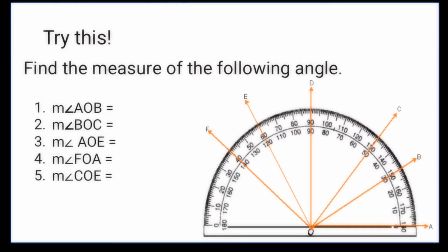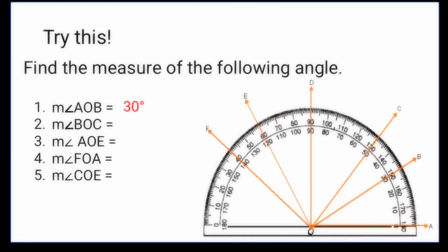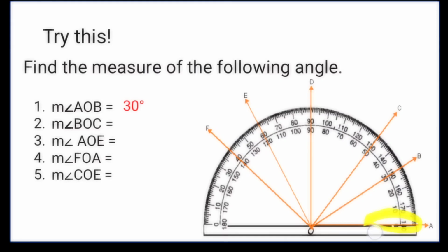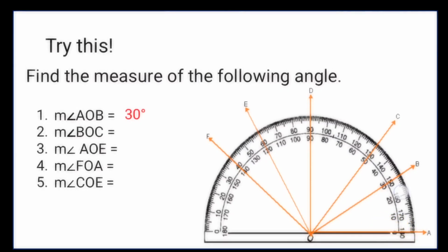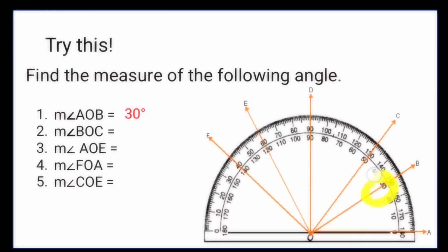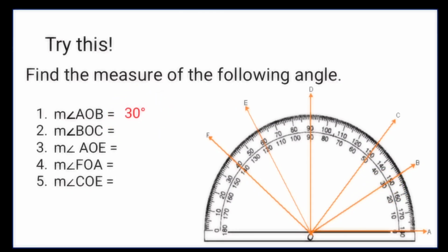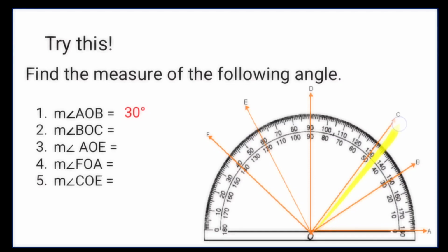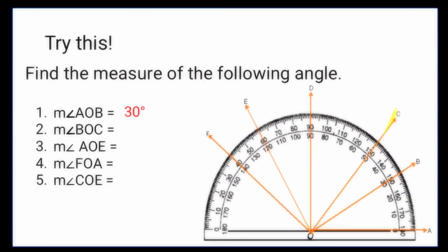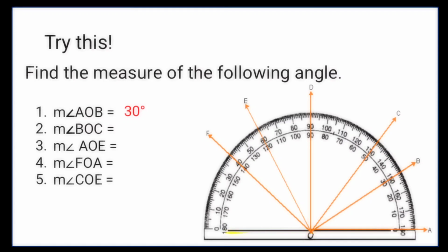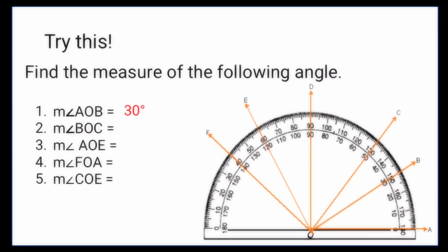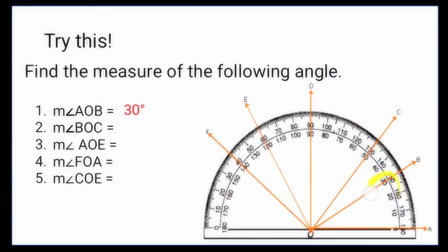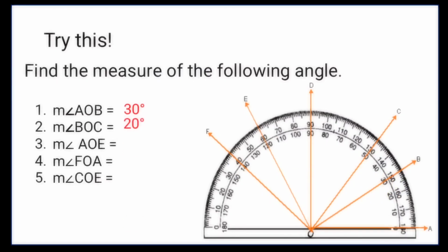Now I will reveal the answer. Number 1 is 30 degrees. Okay, so AOB, and the marking here is at the inner scale. Therefore, let's take a look at the inner scale, which is 30 degrees. Number 2, BOC. So the sides are not on the baseline. Therefore, get the values, then subtract. So 50 minus 30 is 20 degrees.